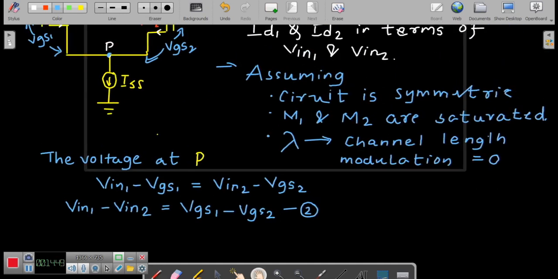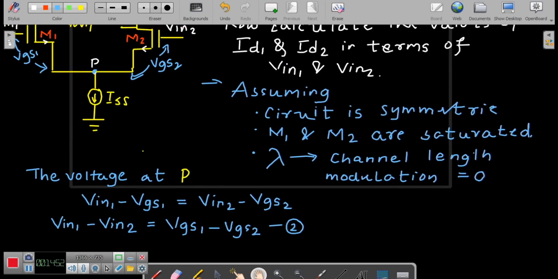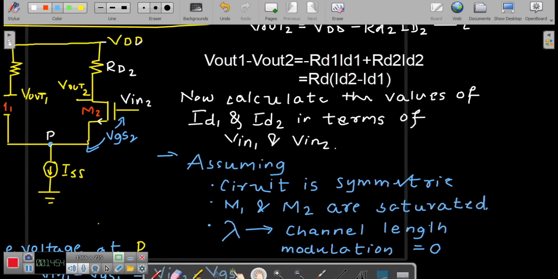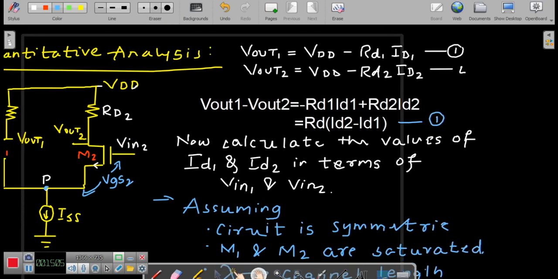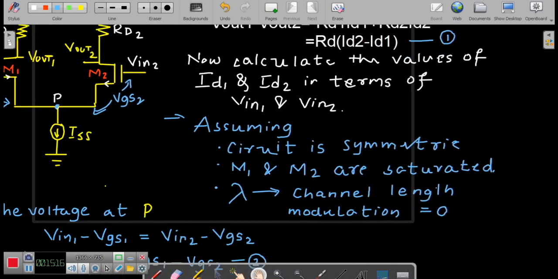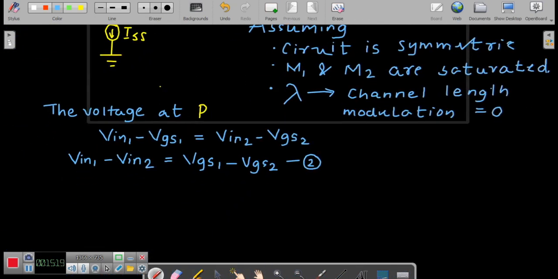So let me call this as equation number 2. Suppose I consider this as equation number 1, right? Let us say that this is equation number 1. Somewhere I had written 1 and 2 earlier also. Let us not, yeah, this one. Okay, let me call this A and this is equation B, A and B. So Vin1 minus Vin2 is equal to VGS1 minus VGS2.